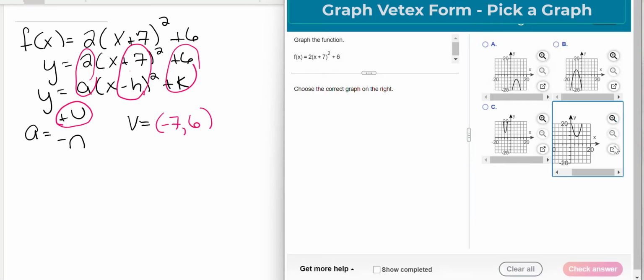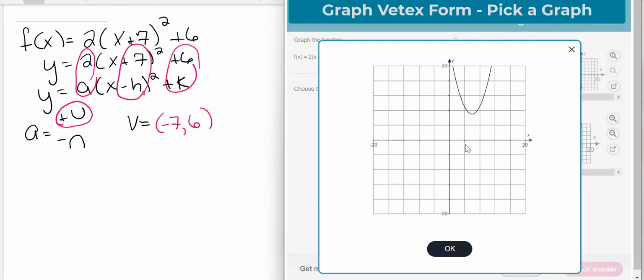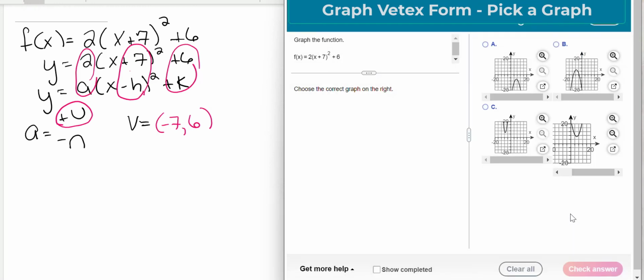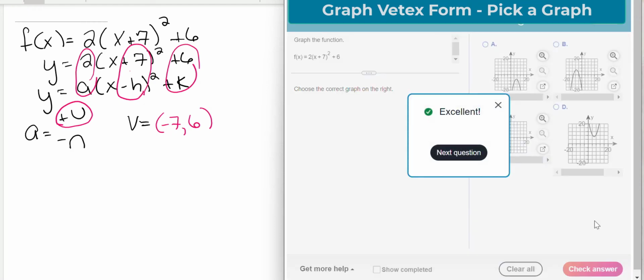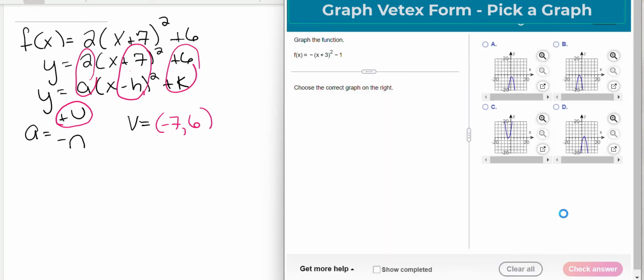Now let's look at the second one. Now this one, there's no way that my x is a negative because the center is right here. So it can't be, what is this one? D. It has to be C. So let's check our answer. Yay. We're going to do one more.